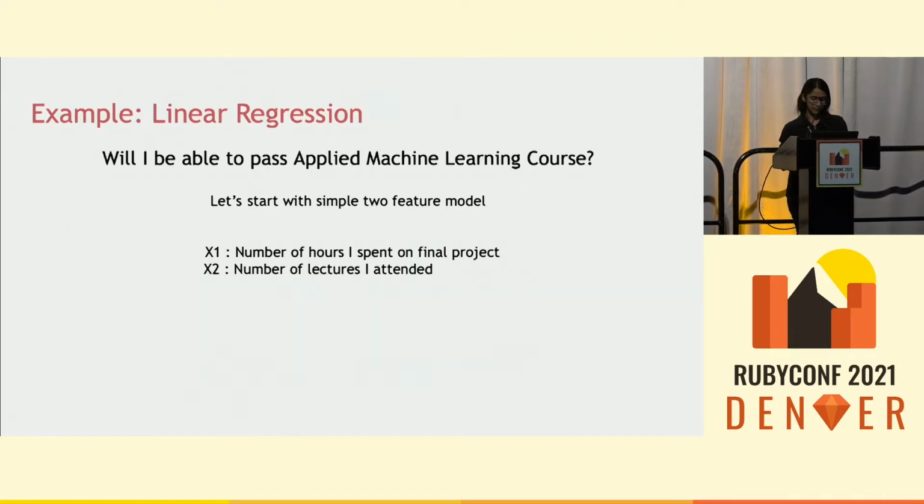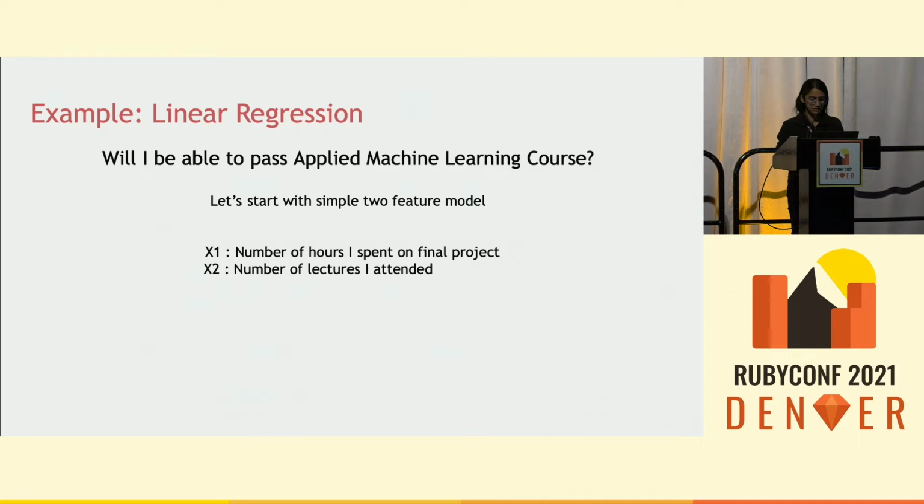For unsupervised learning, you can do clustering problems using the k-means algorithm, or for rule-based learning problems, you can use Apriori. Linear regression is one such subset of supervised machine learning algorithms. I want to go through an example and explain it, and furthermore I'll also demo it. So the problem statement is: will I be able to pass the applied machine learning course or not? You have to determine the output using a two-feature model.